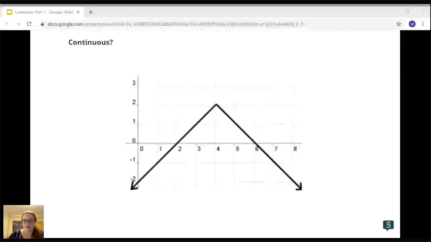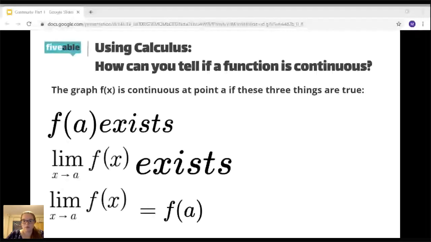Awesome. Okay, so now we're going to look at the calculus definition of what makes something continuous at a specific point. So this is something that you might want to write down in your notebook and remember. So now that we have an idea on continuity, we should talk about what it means in calculus. So the graph of f of x, so any graph, any function, is continuous at a point, let's call that point A, if the following three things are true.